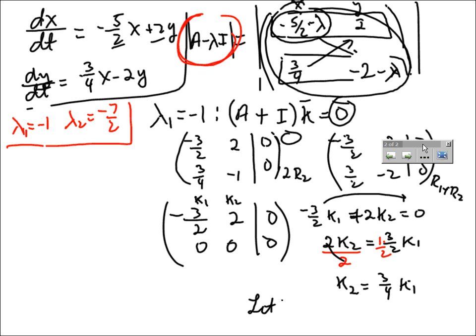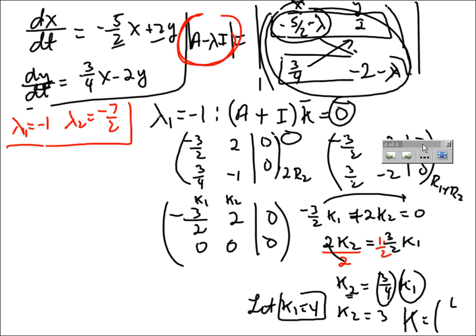Okay, so we'll let k1 equal 4. 3/4 times 4, the 4's will cancel, and you get 3. That's why I multiplied by 4. So k2 is equal to 3. So K is equal to K1, K2. I'm going to call that K1, associated with lambda 1. So we now know that x1 is K1 times e to the lambda t.